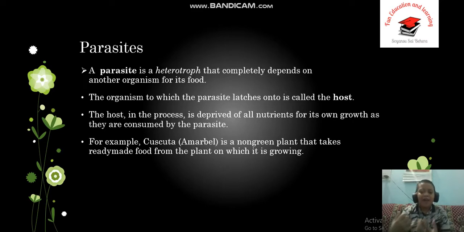Cuscuta cannot do photosynthesis, so it depends on its host, the other plant that it relies upon. They suck up all nutrition from the host, and the host, due to lack of nutrition, dies, and the parasite goes on to another plant.